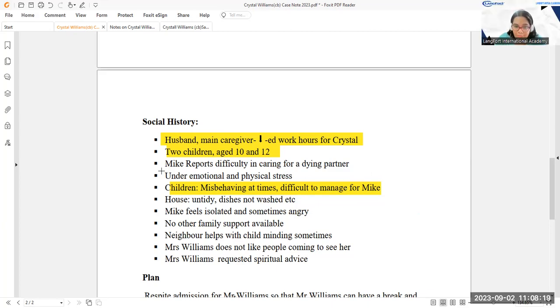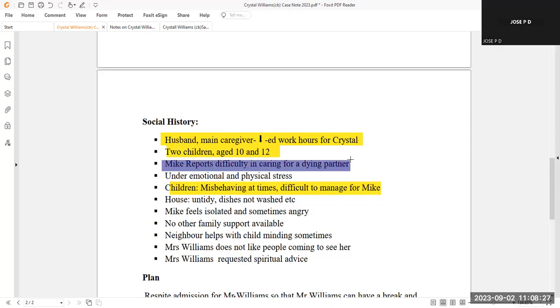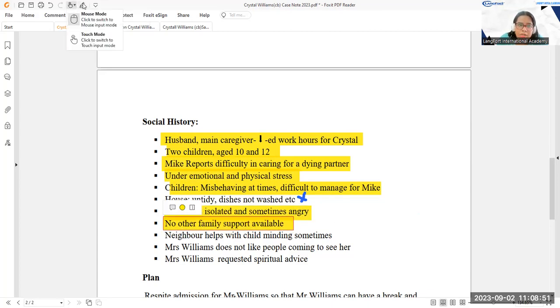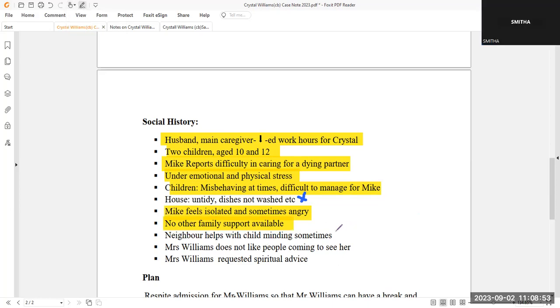And what about the third point? Husband reports difficulty in caring for a dying partner. Should I include that? Yes, ma'am. And the husband is under emotional and physical stress. I can include that. Should I include how their house was? Does it matter to the reader? Not required. Now, how does the husband feel? He feels isolated. I can write that. And they have no other support available. Neighbors help with child minding. Should I include that? Does it affect the reader? No, ma'am.